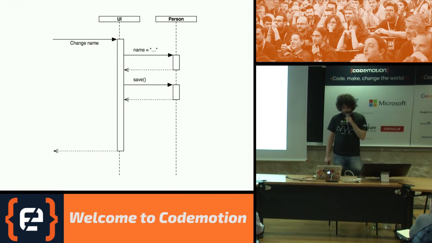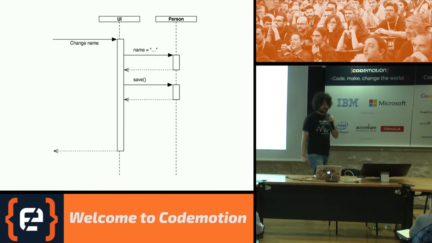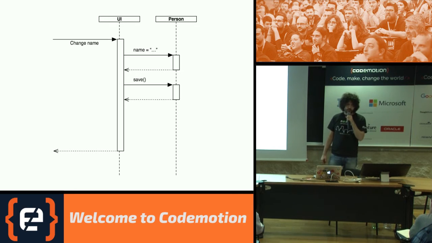Okay. Well, let's try to model our person, rather than having a big class model, by having another UML diagram about messages and the message exchange. So we issue a command, which is change name, and then we set the name and then we save.